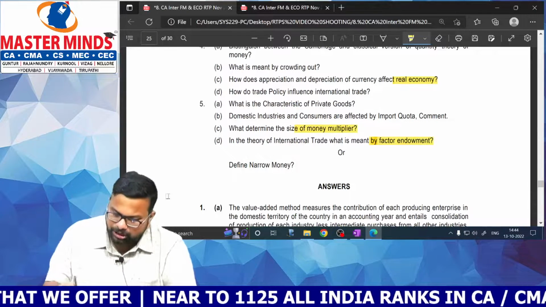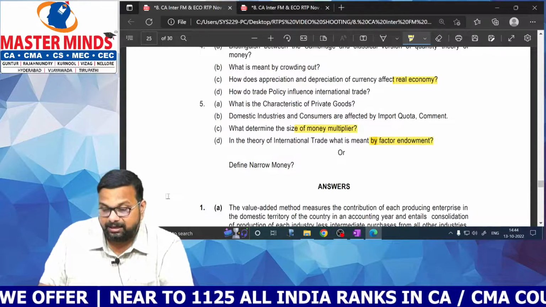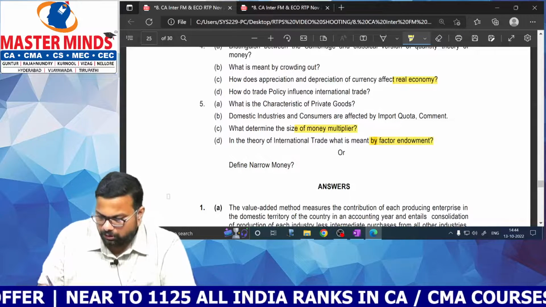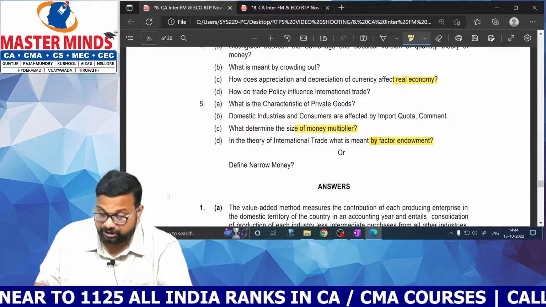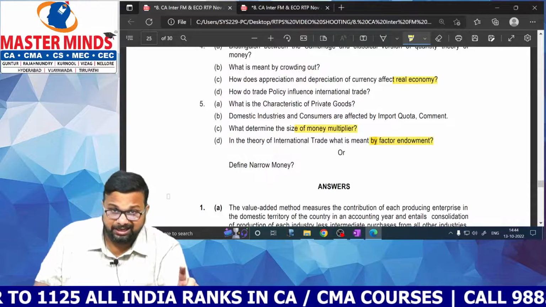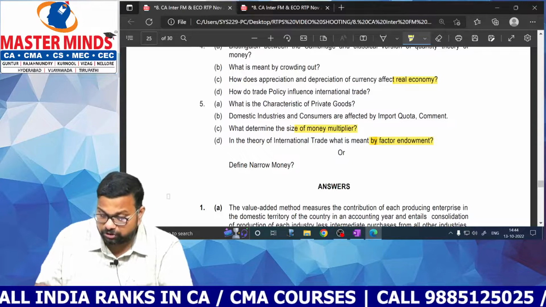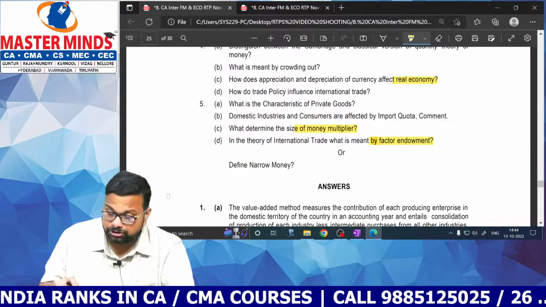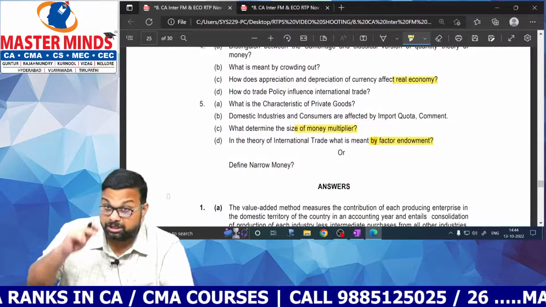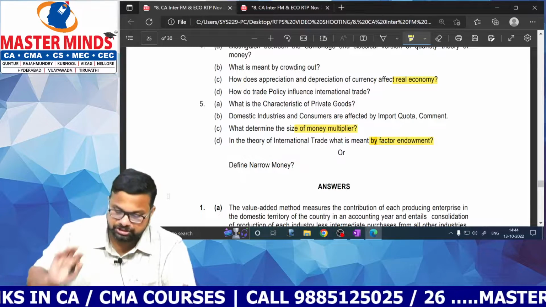Next, this is also present in our material, especially when it comes to Heckscher-Ohlin theory of trade. In the introduction part itself, Heckscher-Ohlin theory of trade. Question is there, right? We have the answer for this question in the introduction part of that question itself.